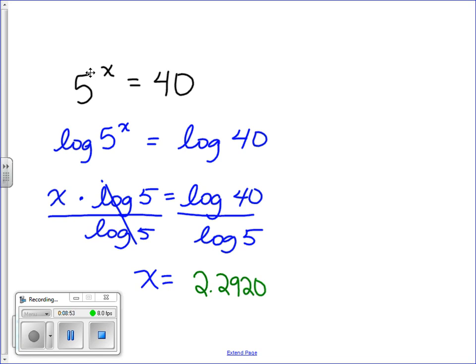I was staring at my calculator like, where is the log button? She was like, just go to that.